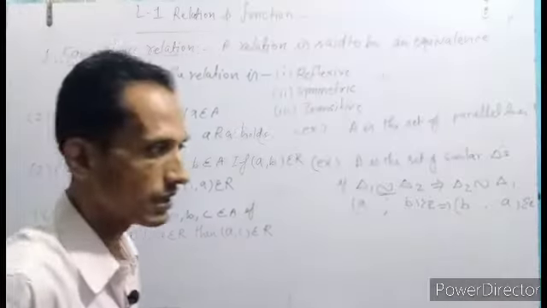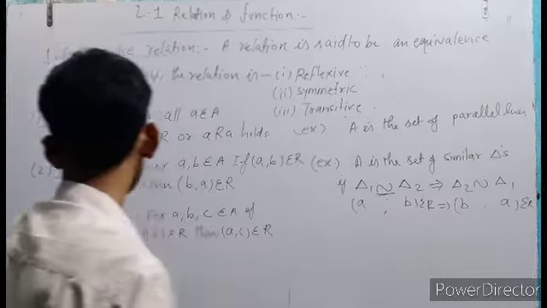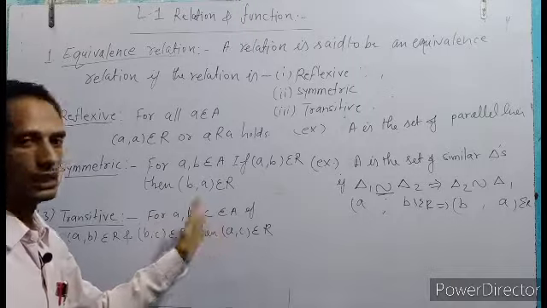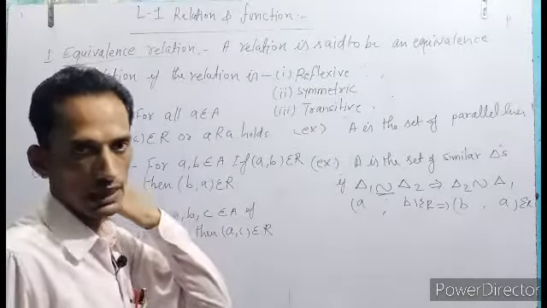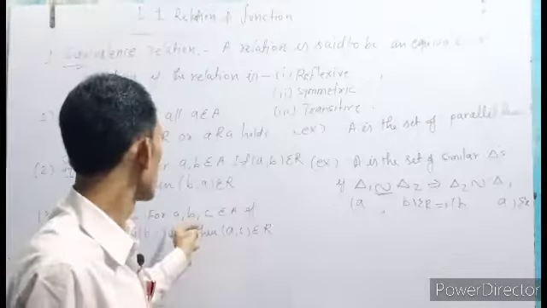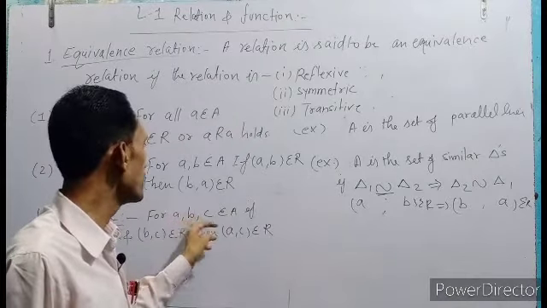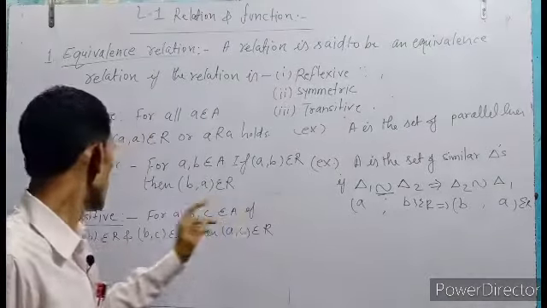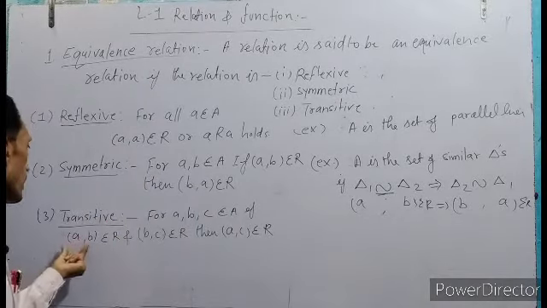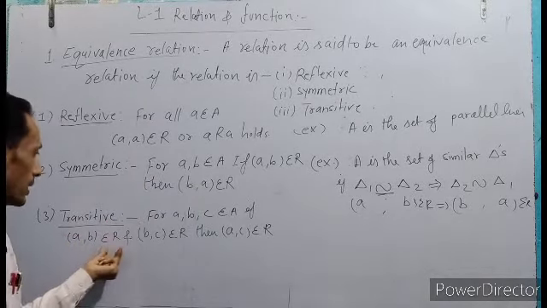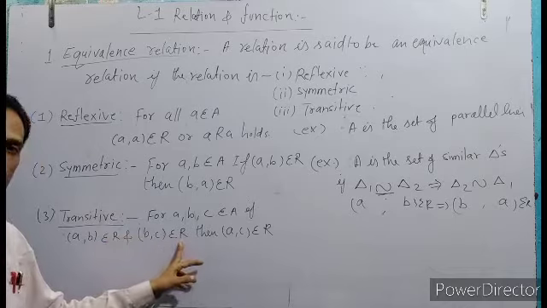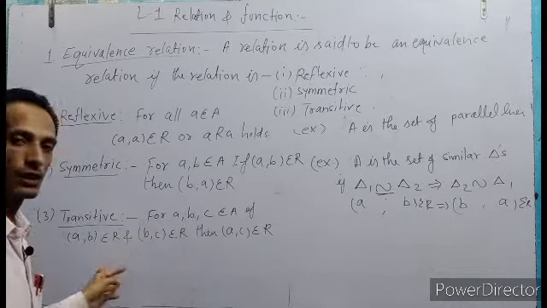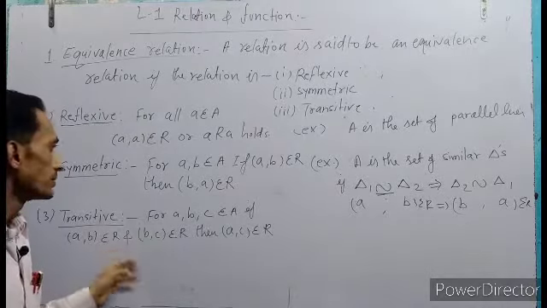Transitive. In a transitive relation, what can we say? A relation is said to be transitive for a, b, c. In transitive, we need at least 3 elements. So suppose a, b, c are 3 elements that belong to A, and (a, b) follows the relation, and (b, c) also follows the same relation, which implies that (a, c) belongs to R. That is called the transitive relation.